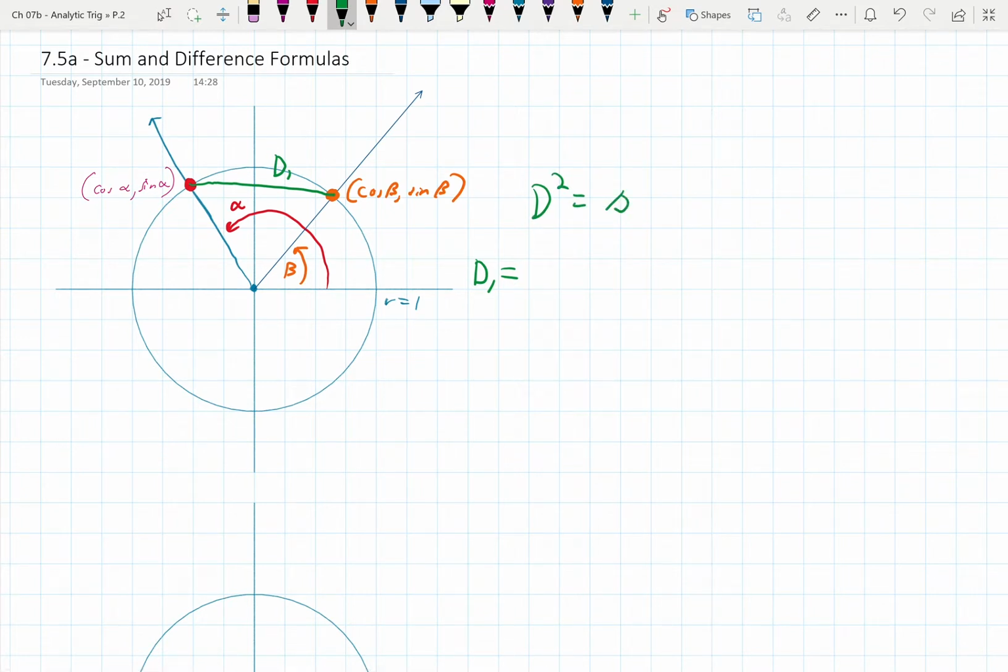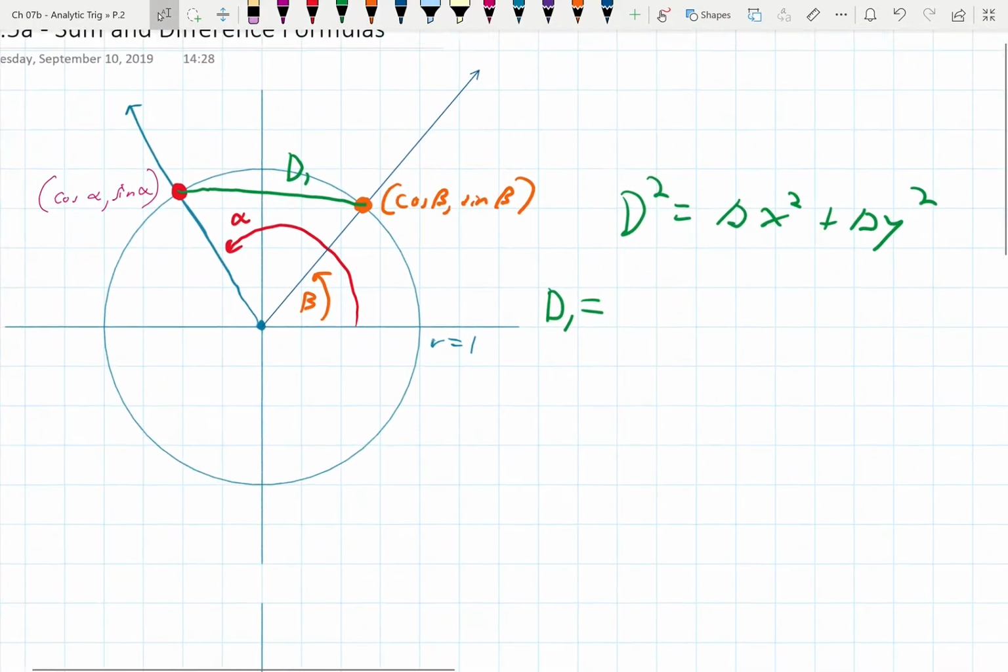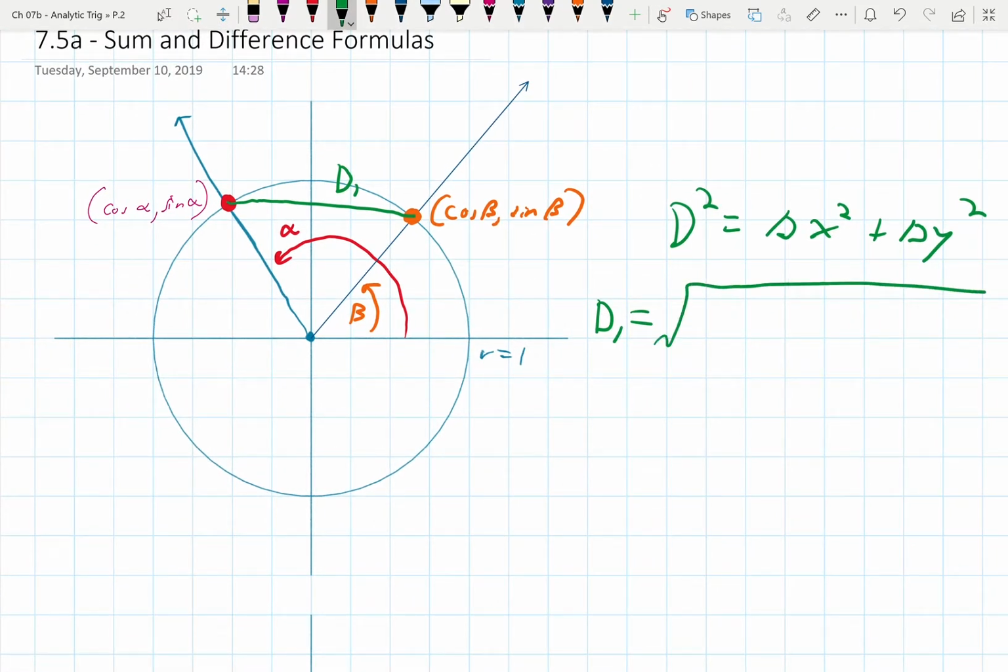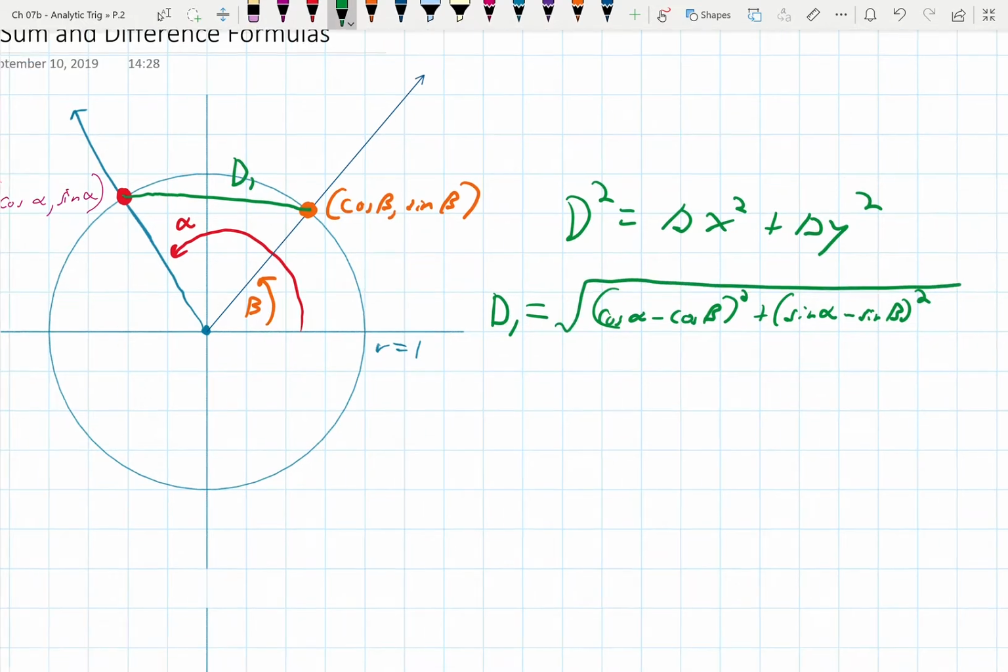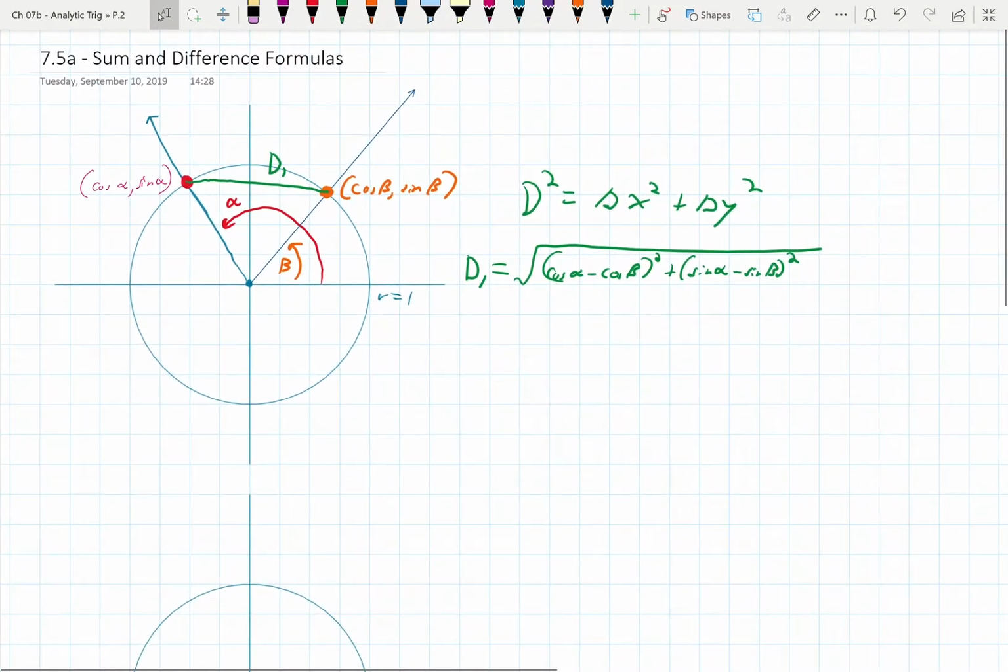Distance squared is equal to delta x squared plus delta y squared. You've seen that relationship like 1,000 times. But distance is equal to a big square root of the change of x squared, so cosine alpha minus cosine beta squared, plus then you have a difference in the y's, sine alpha minus sine beta squared. That is distance 1. Cool, means nothing right now.